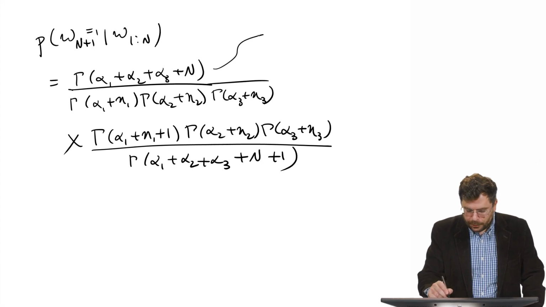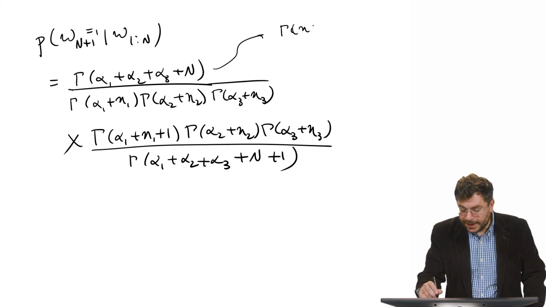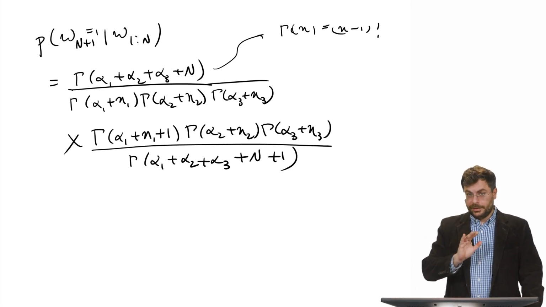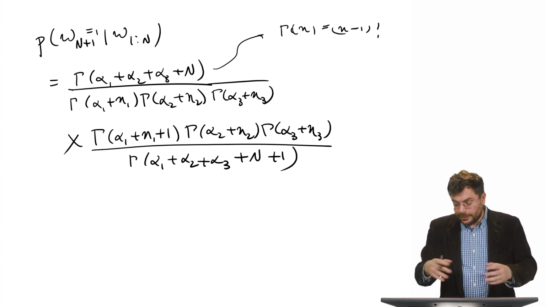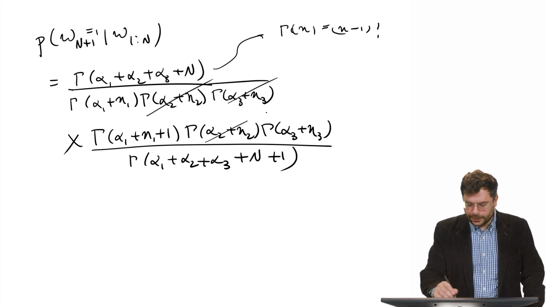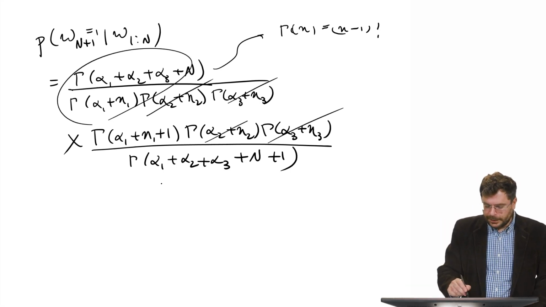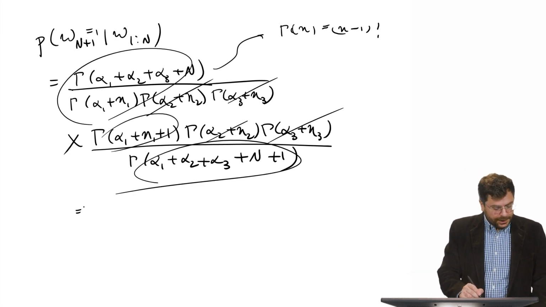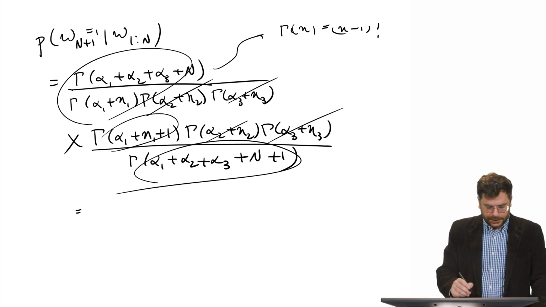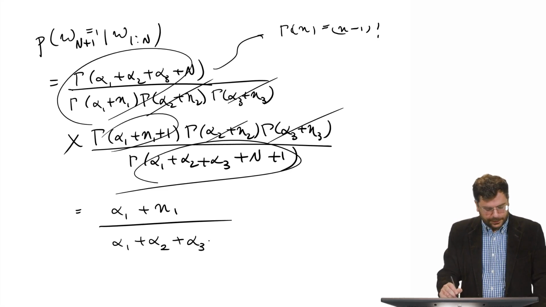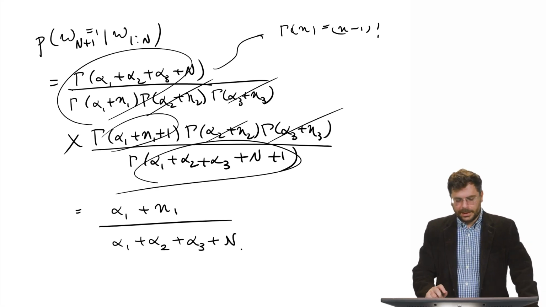So we remember that gamma of n is n minus 1 factorial. And that's going to simplify this result dramatically and in fact give us a result that we would have expected. We're not seeing it yet, but let's go ahead and do it. So this cancels with that, and what we're left with is these four terms here. And if I did my math correctly, using the definition of the gamma function, the simplification of these terms should be alpha 1 plus n1 divided by alpha 1 plus alpha 2 plus alpha 3 plus n.